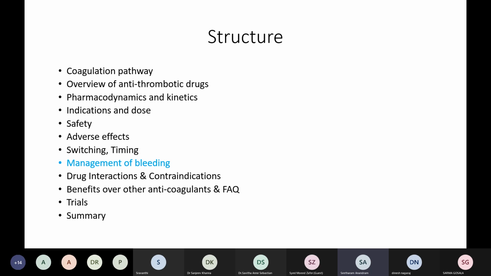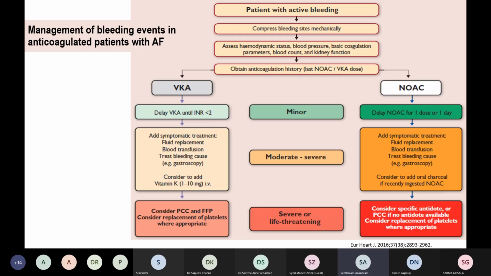The next thing is, how do you manage bleeding? Obviously, you have to contact somebody who is familiar with managing bleeding, preferably hematologists. So I will discuss all the agents and how to manage them if there's bleeding.